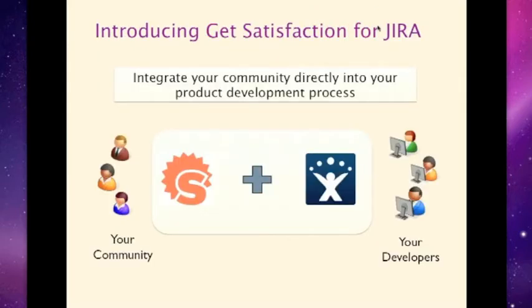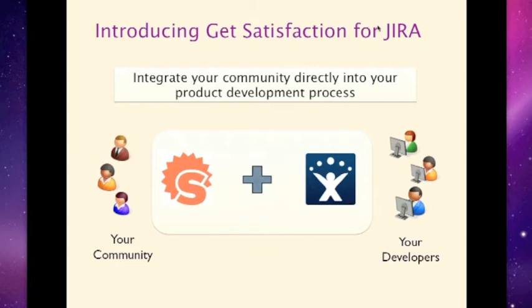Why did we choose to do this integration with Jira? Really the heart of what we're trying to achieve is allowing you to integrate your community directly into your product development process. With Get Satisfaction, you're able to engage your customers, your users, your brand advocates, and even your employees in conversations about your products and services. With Jira, you're able to track issues and manage projects that your developers are doing. Jira is used by over 14,000 organizations around the world, with a wide variety of organizations. And so with these two solutions combined, you can integrate these two business processes together.